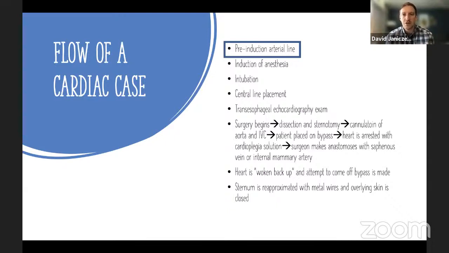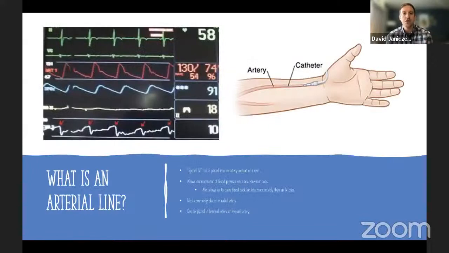A pre-induction arterial line is really key in cardiac surgery. So what is an arterial line? Basically this is a special IV that's placed in an artery instead of a vein. It allows us to measure blood pressure on a beat-to-beat basis. So every time the heart beats, we get a blood pressure. This is a lot more crucial in cardiac surgery than in some other types of surgery, where we need to know their blood pressure every single second. It also allows us to draw blood back for labs more reliably than an IV does.